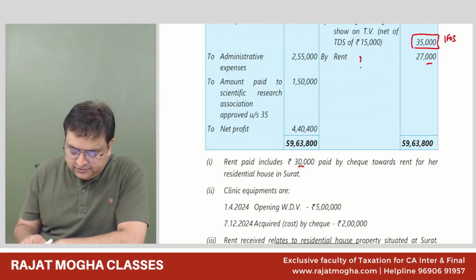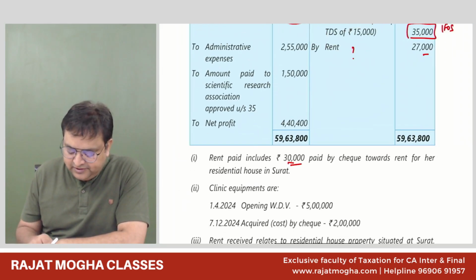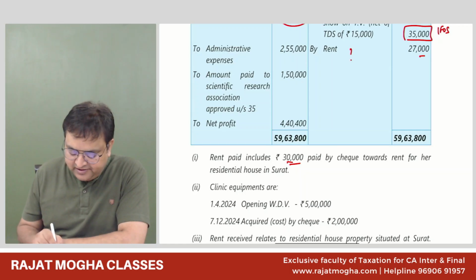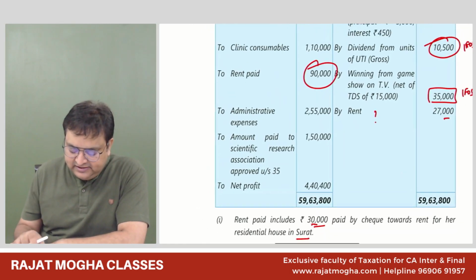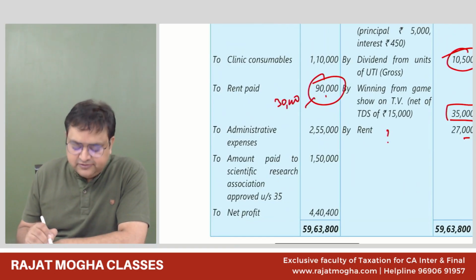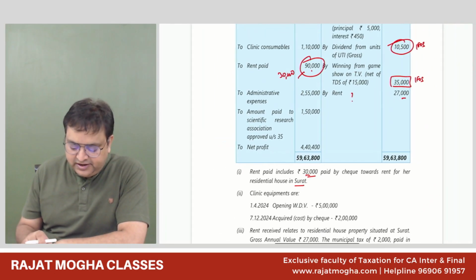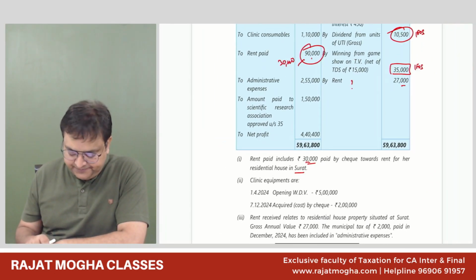Rent paid includes, so they are talking about this rent paid. Rent paid includes 30,000 paid by cheque towards rent for a residential house in Surat. So they are saying that out of this 90,000, 30,000 is her personal rent, for a residence which she is paying in Surat. So 30,000 will not be allowed from the rent paid.